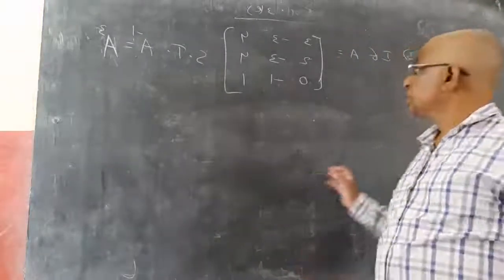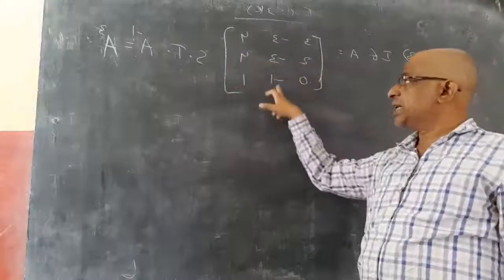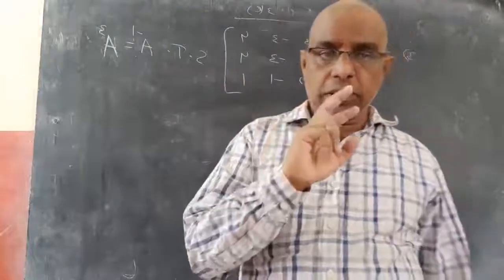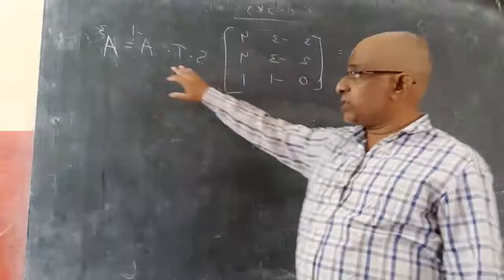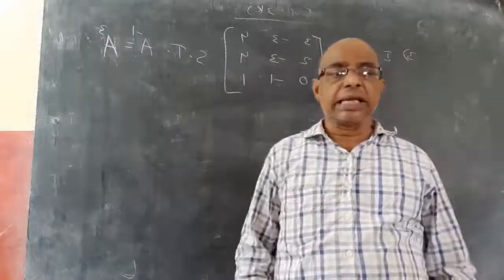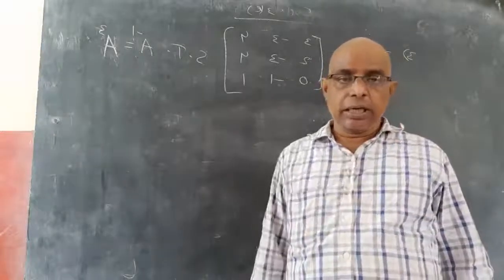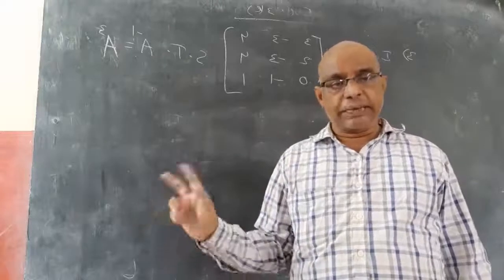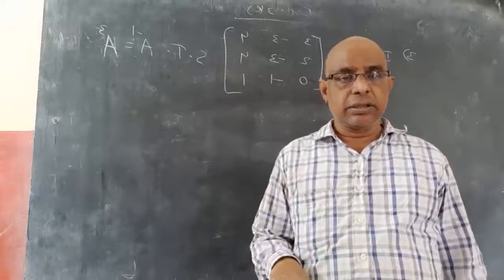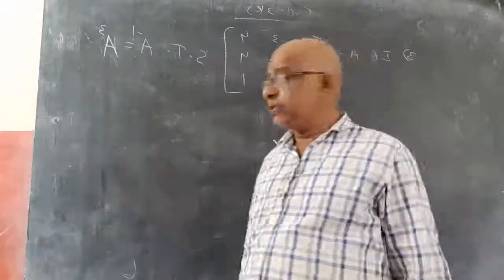One more sum. If A equals 3, minus 3, 4; 2, minus 3, 4; 0, minus 1, 1, then show that A inverse equals A cube. For this also there are two ways. One is find A inverse separately, then A cube separately, then LHS equals RHS. The second way, like the previous sum: AB equal to BA equal to I, then B is A inverse. I will use the same second method here.